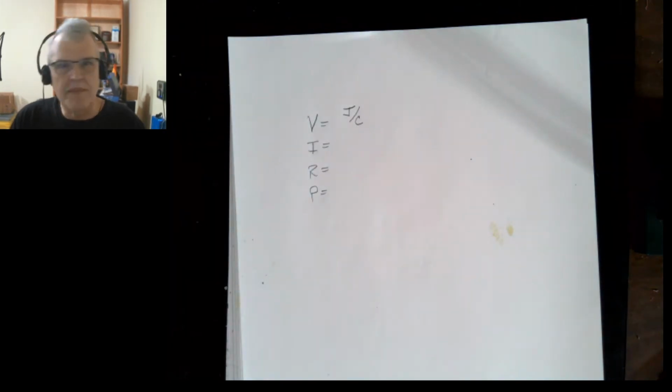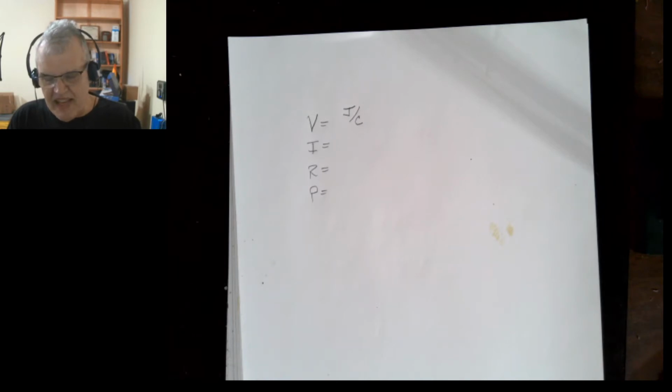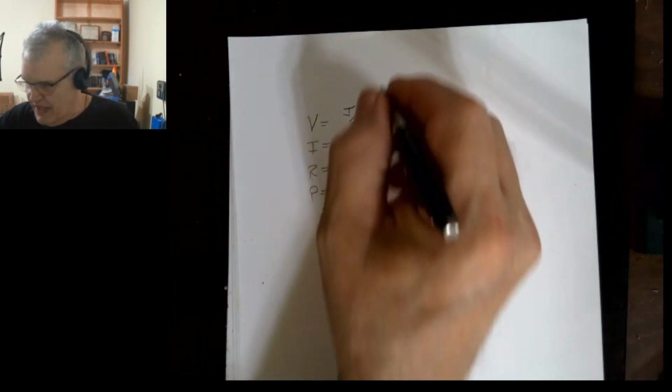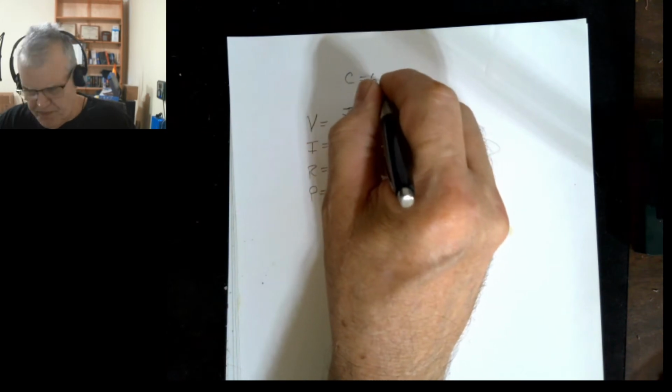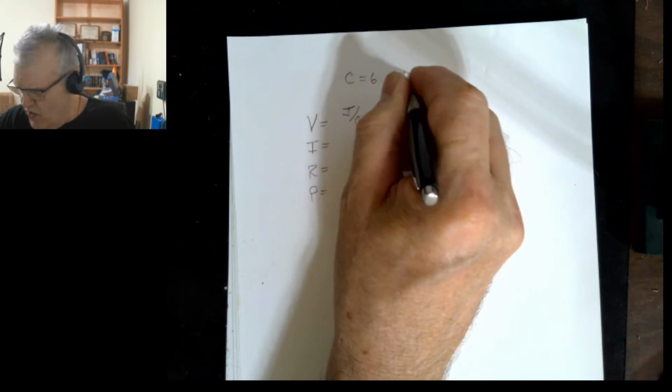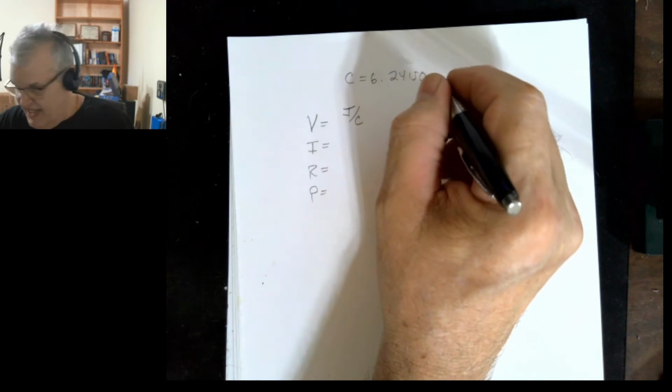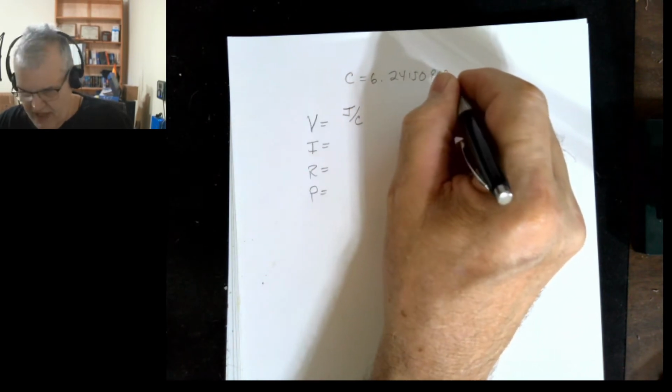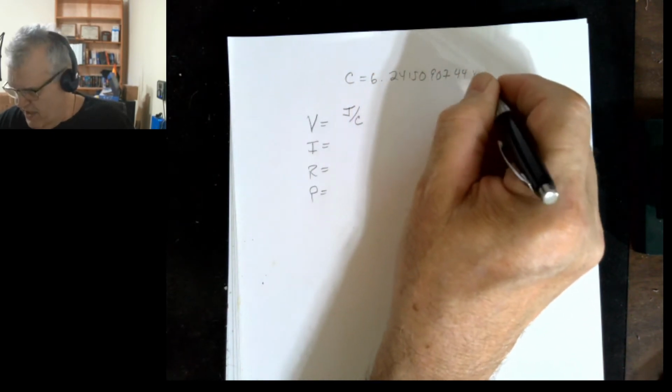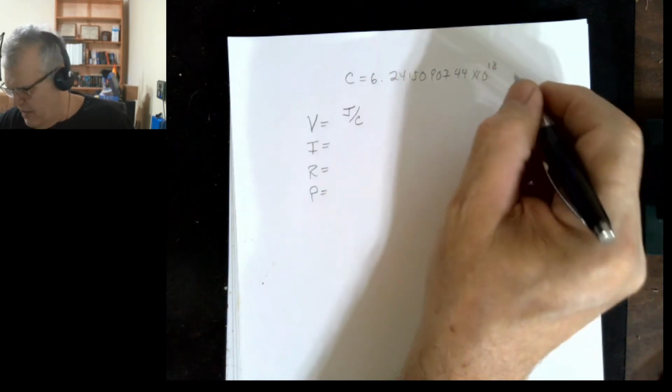Capital C is for coulomb. All right, so what the heck is a coulomb then? Well, a coulomb is actually, you could define it as exactly 1 over 1.602176634 times 10 to the minus 19 elementary charges. Basically what that means is that a coulomb of charge is 6.24150907 times 10 to the 18 elementary charges.